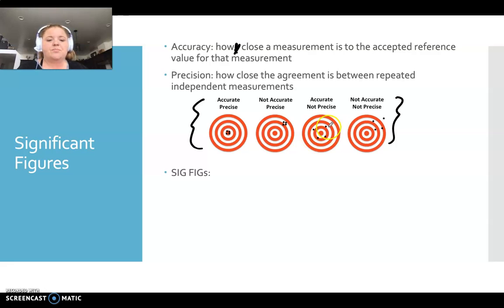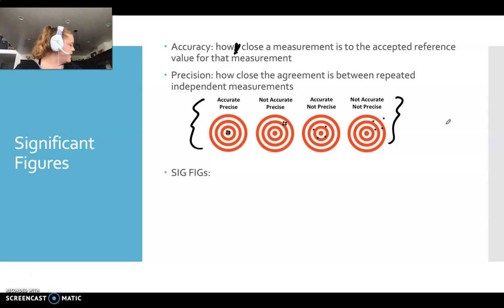Now if I'm trying to throw my darts and I have them all around the target, they're pretty accurate, but not precise. They're not clumped up in this little tiny area. So this is accurate, but not precise. Now if they are spread out and off to the side, not anywhere near the bullseye, this is not accurate or precise. So I just wanted to give you an idea, when we're looking at data or any kind of measurements, of accuracy versus precision.